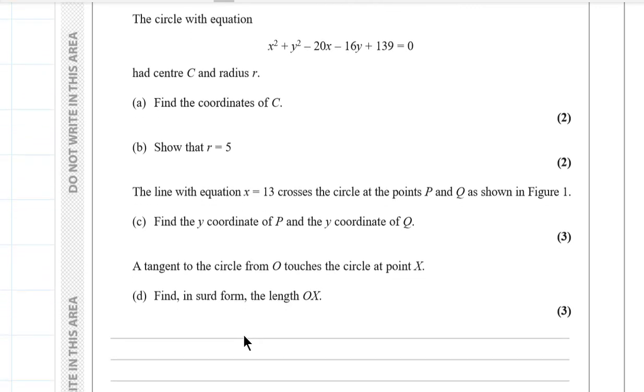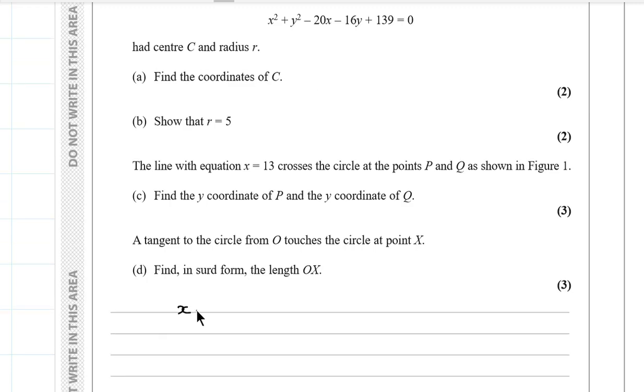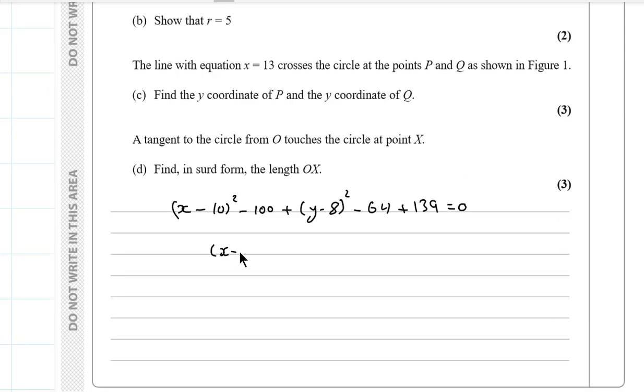Okay, it's very easy. Of course, we know that we will complete the square, right? So x minus half of the coefficient of x, which is 10, all power 2, and then minus 100, which is the square of this part, and then we will do the same for y: y minus 8 all squared, and then minus 64 plus 139 equals 0, which is x minus 10 all squared plus y minus 8 all squared equals 25.